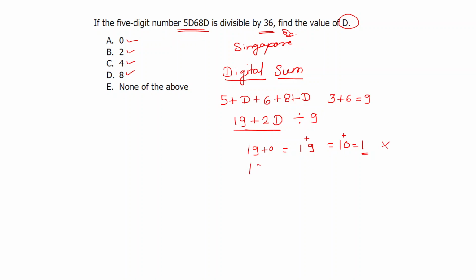Now let's see 19 plus 2 into 2, 4, which is 23. Add these two digits, the answer is 5. Again, we cannot divide 5 by 9. Now next 4, 19 plus 2 into 4, 8, which is 27. 2 plus 7 is 9. So we can divide 9 by 9. So here our answer is option C.